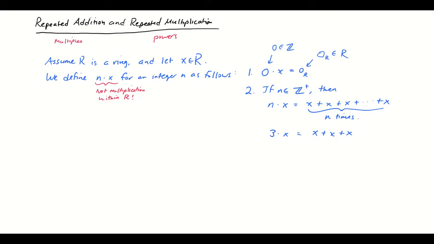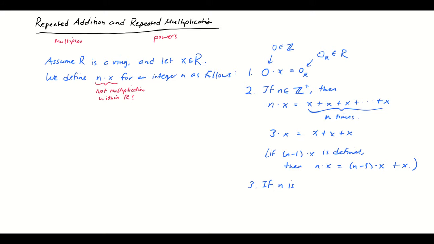Okay, we can define this more formally inductively by saying if n minus 1 times x is defined, then n times x is defined to be n minus 1 times x plus another x. Okay, you don't have to pay attention to that inductive definition most of the time, but if you ever need a formal definition that doesn't rely on drawing an ellipsis and saying n times or n copies of something, this is it.